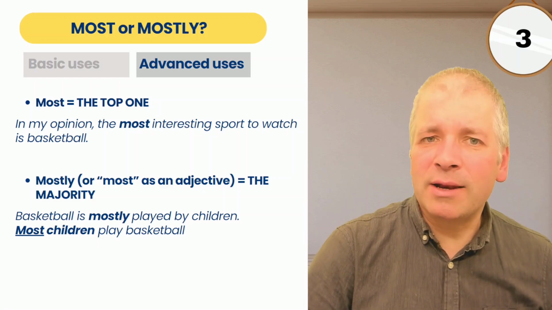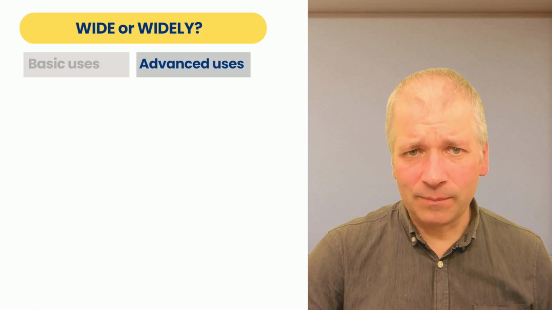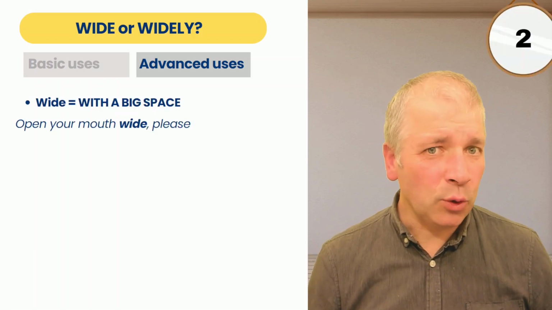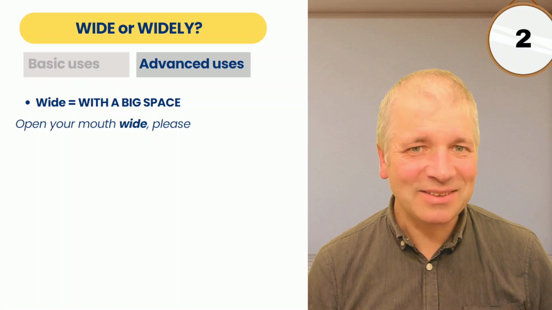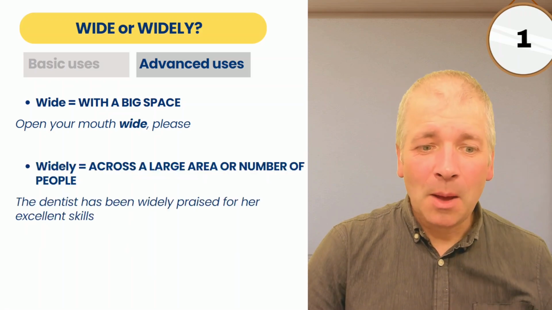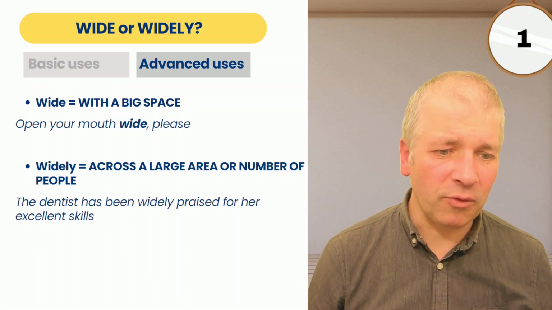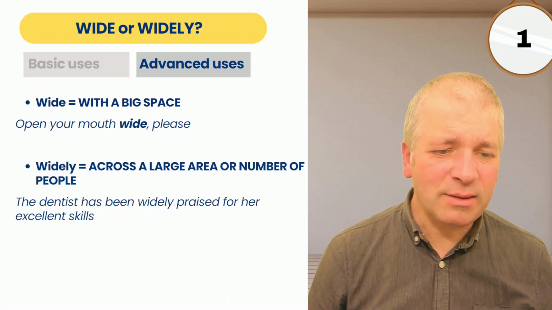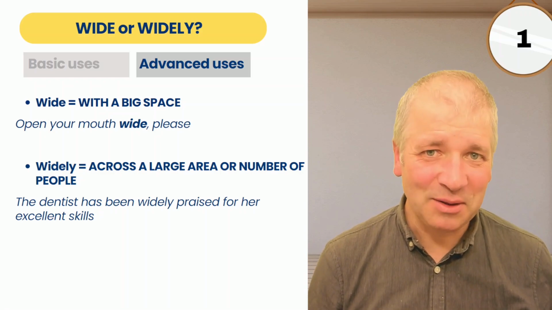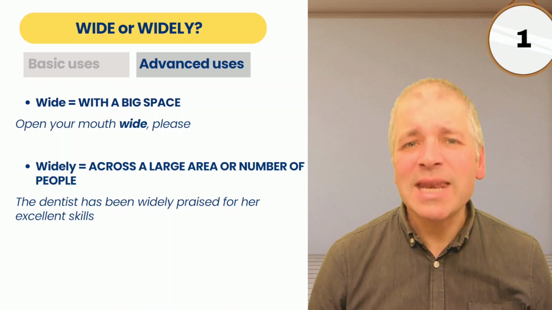So most changes to being the majority when it's an adjective, and mostly has the same meaning as an adverb. Wide or widely? Well, wide means a big space. For example, if you go to the dentist, they might tell you, open your mouth wide, please. But widely is across a large area or number of people. The dentist has been widely praised for her excellent skills. So widely praised here means by many people.